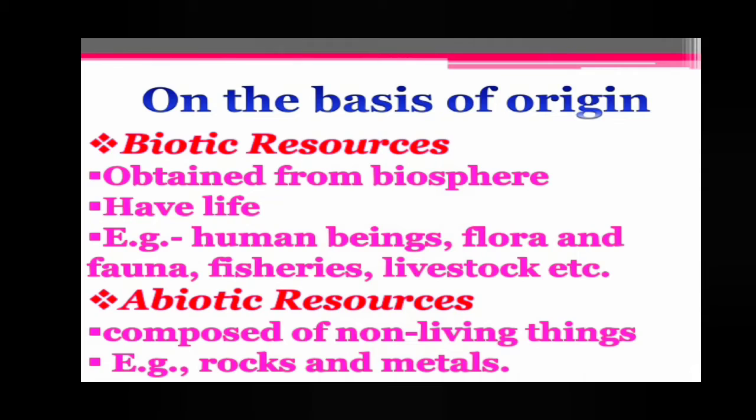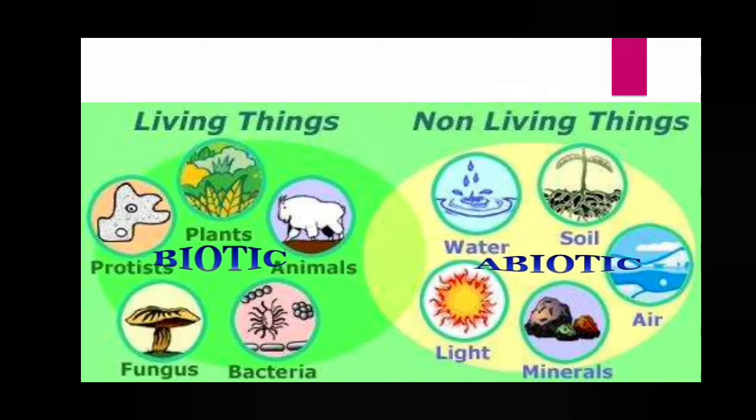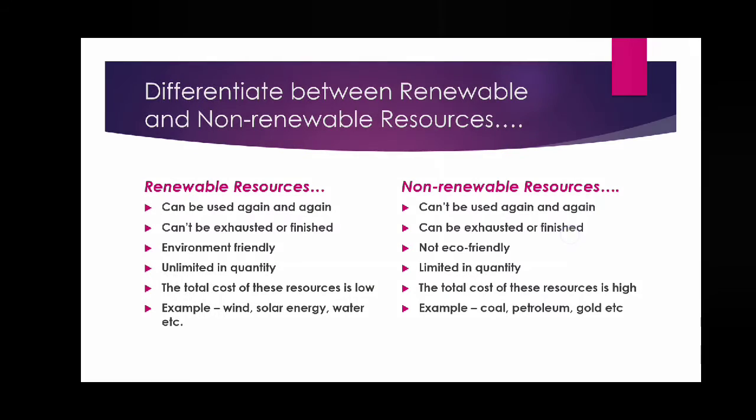Biotic resources are obtained from the biosphere, and abiotic resources are obtained from the other three spheres, that means atmosphere, hydrosphere and lithosphere. Biotic resource examples are flora and fauna, that means human beings, plants, animals. And abiotic resources are rocks and metals. Now come to the next. Here some examples are given. Living things, that means biotic resources, and non-living things, some abiotic resource examples. Now come to the differences between renewable and non-renewable resources.